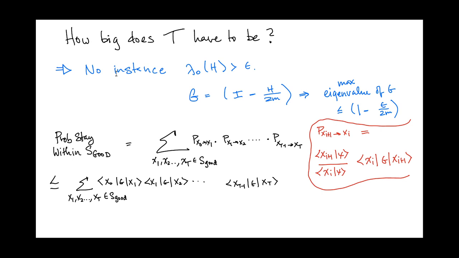Notice I'm taking this product, okay? So if it's a yes instance, the product of all of these terms, I get this sort of telescoping product. And at the end, I get the overlap of the final state with the overlap of the initial state, okay? If the adversary sent me the string that maximizes this overlap, that's going to be at most one. Okay? And that's a checkable condition.